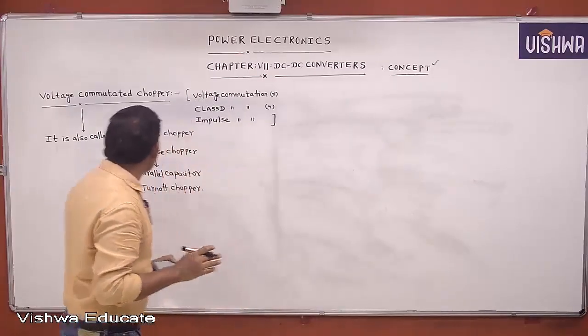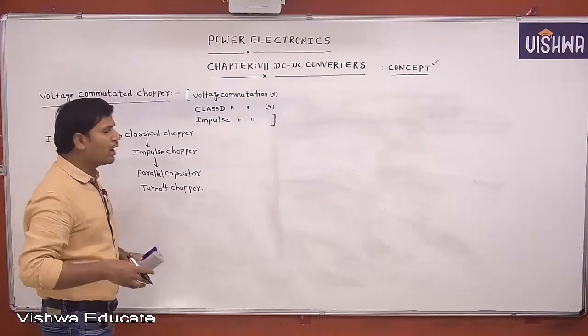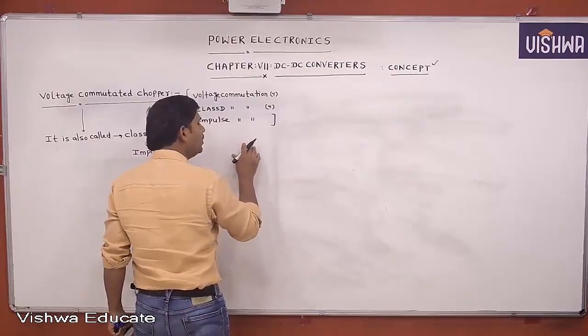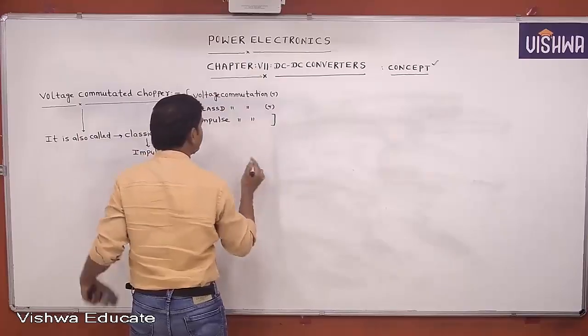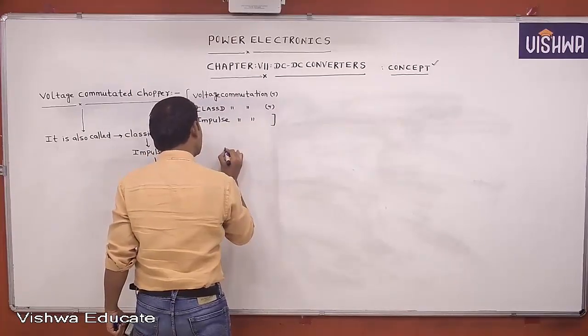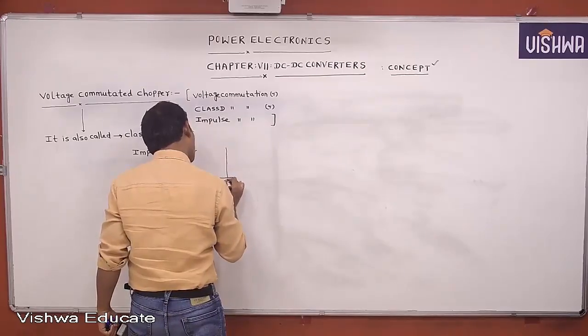First you draw the circuit. What is the circuit we are using for the voltage commutated chopper or voltage commutation? Once again, no need to remember separately for this commutation and chopper. The analysis is the same, and even the circuit is the same. This is the circuit we are using, so draw it in parallel.